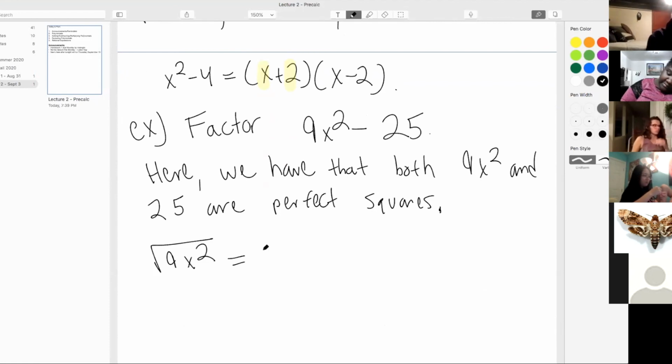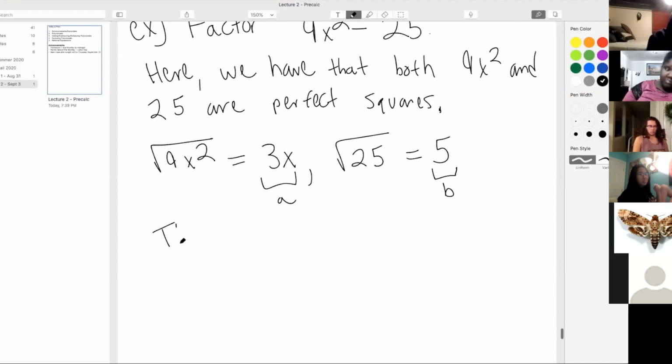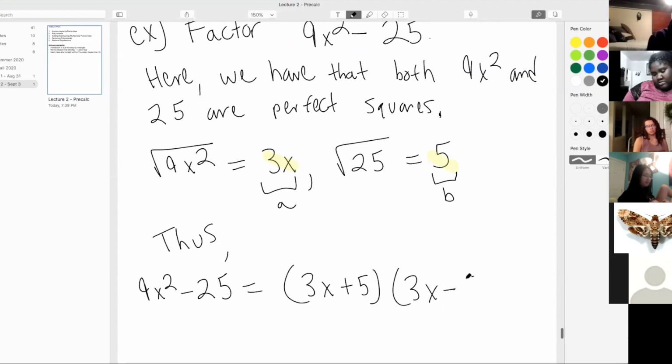So the square root of 9x squared is 3x, and the square root of 25 is 5. So here's our A and here's our B for the difference of two squares. Thus, our original 9x squared minus 25 can be factored as: I take my A and B and do 3x plus 5 and then multiply that by 3x minus 5.